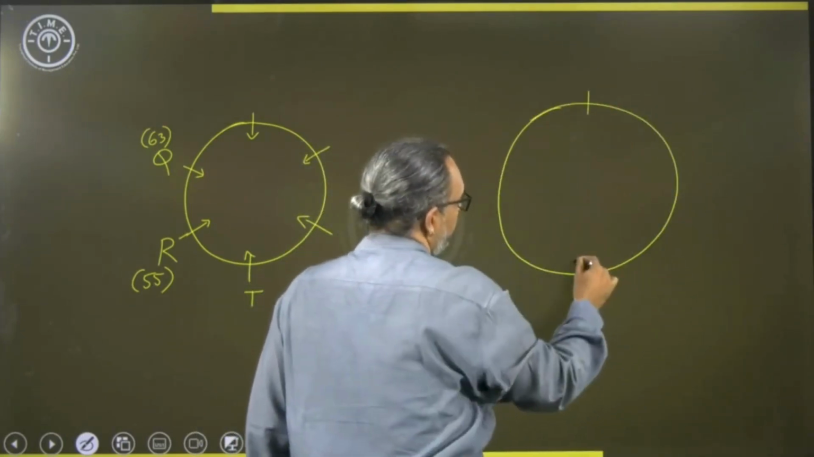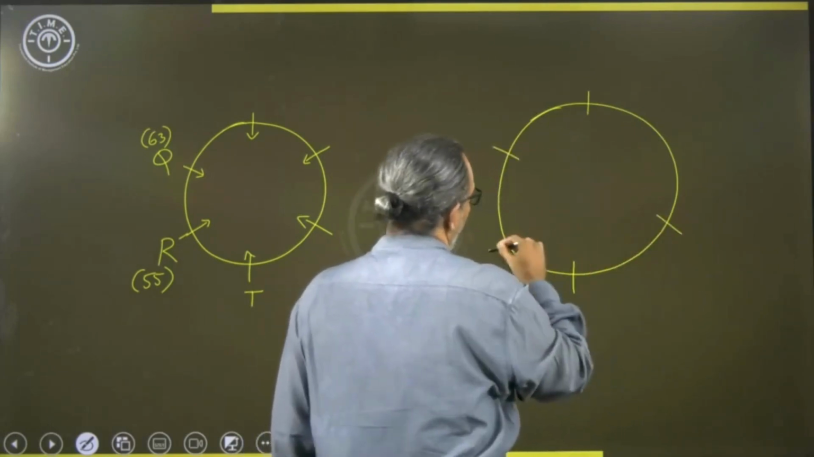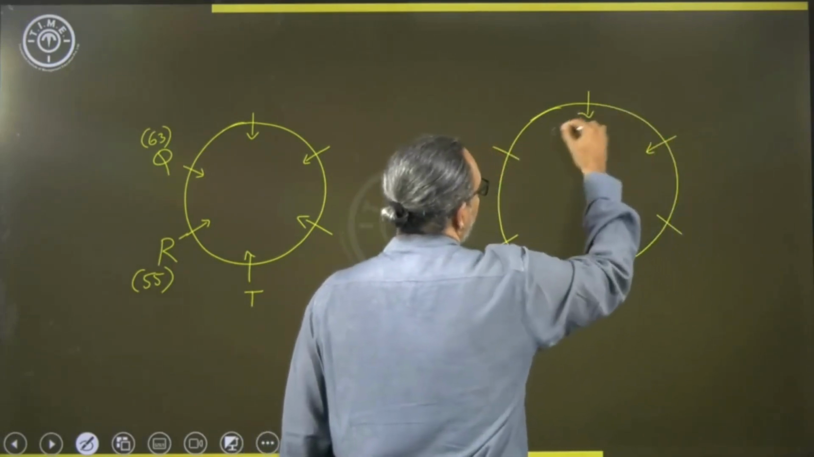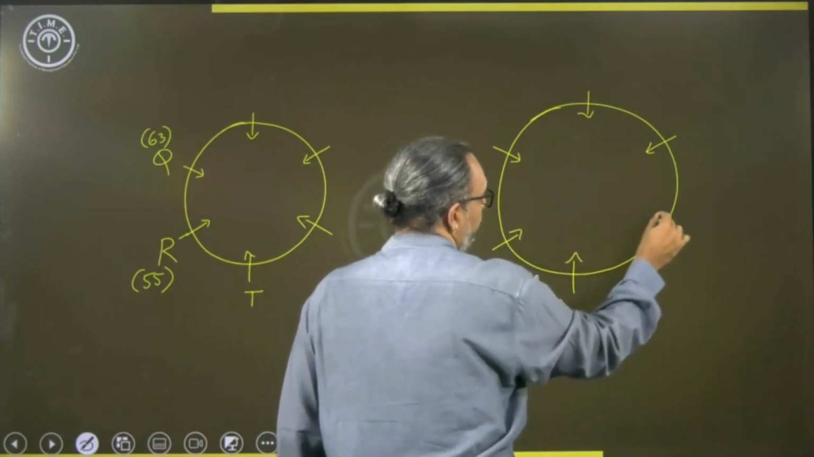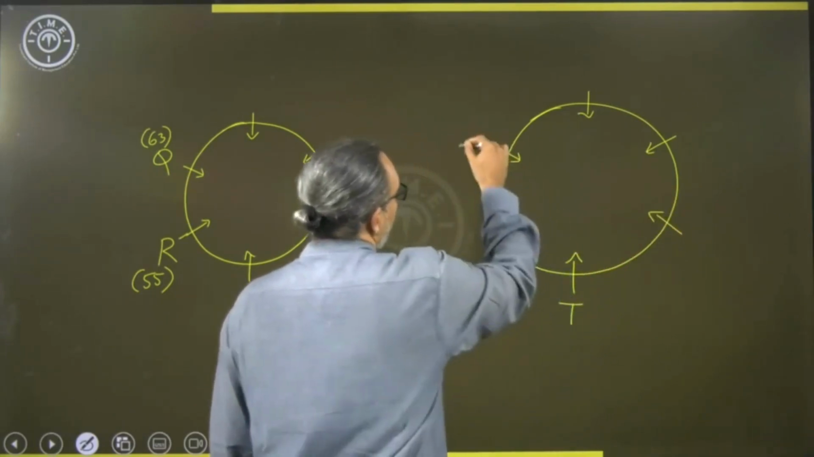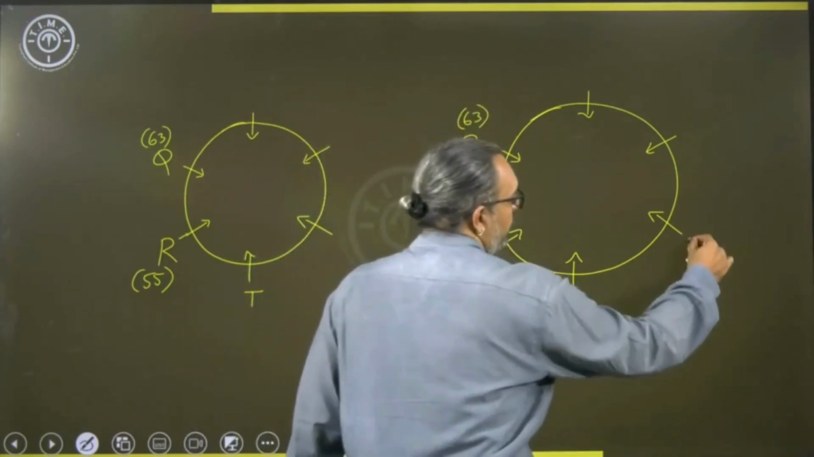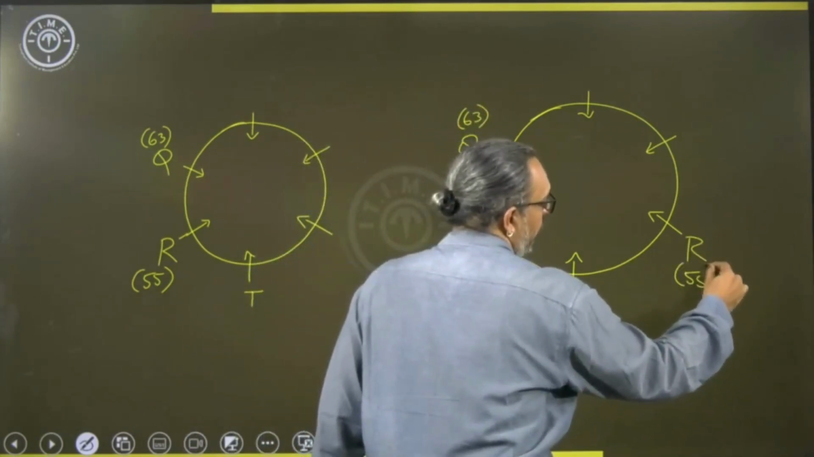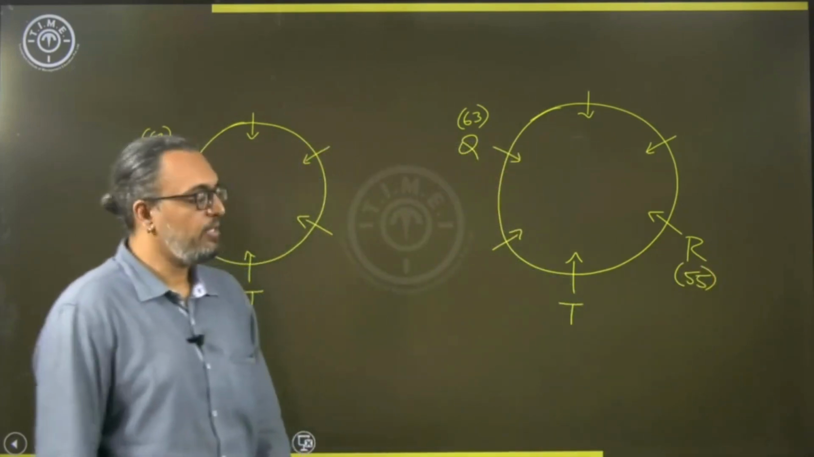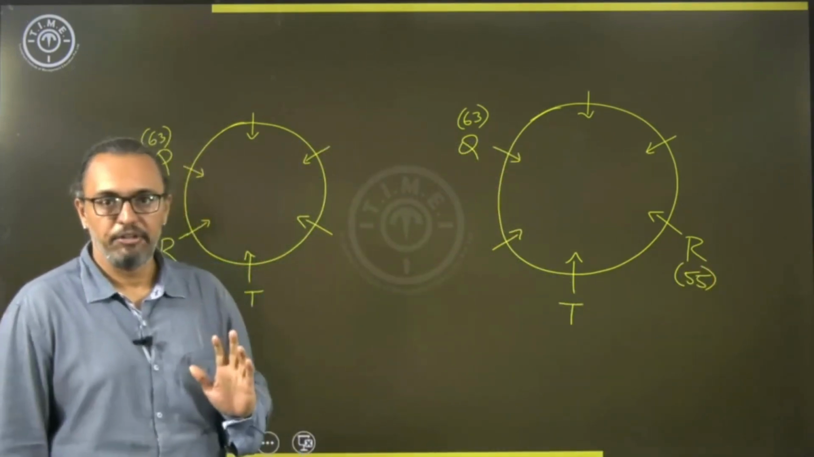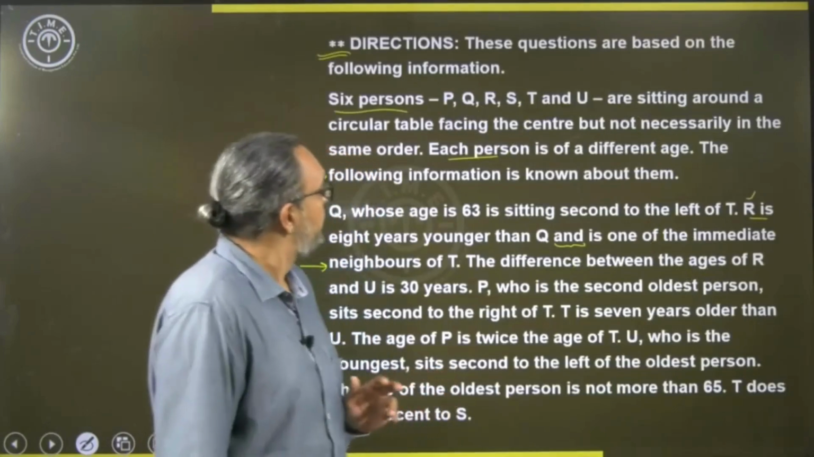Circle, 6 people facing the center. T here, Q second to the left of T, 63, and R 8 years younger than Q and is one of the immediate neighbors of T. So, both cases are available with us further.